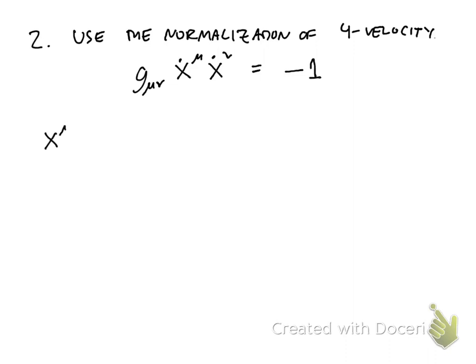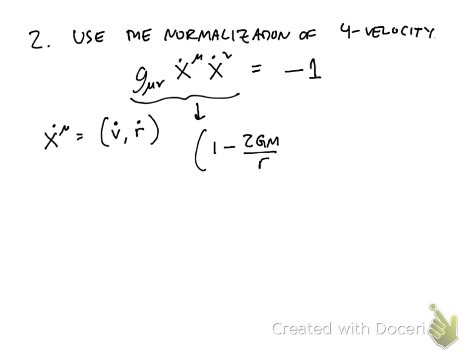Now again, the components of x mu dot are v dot, r dot, where again I'm ignoring the angular directions. And so if I use the metric that I wrote down previously, then what I find is that this equation right here results in (1 minus 2GM over r) v dot squared minus 2 v dot r dot equals 1, where obviously I multiplied through by an overall minus sign.